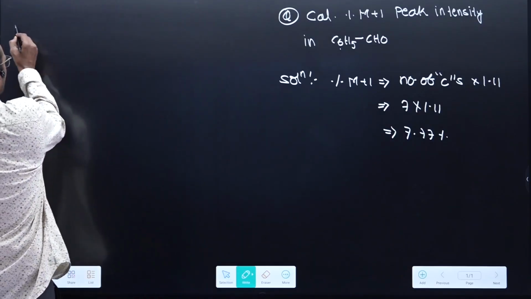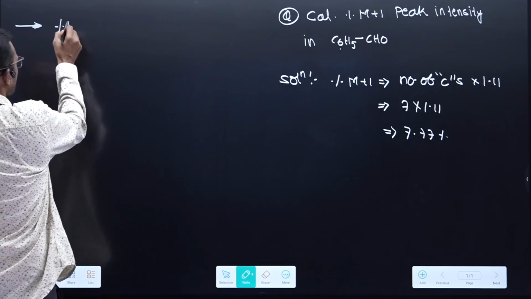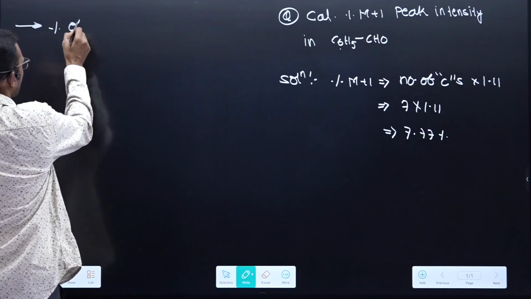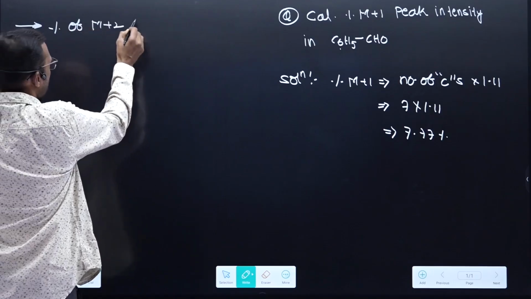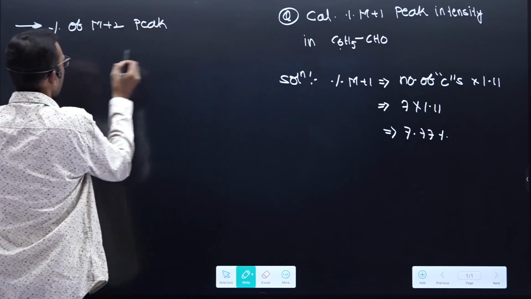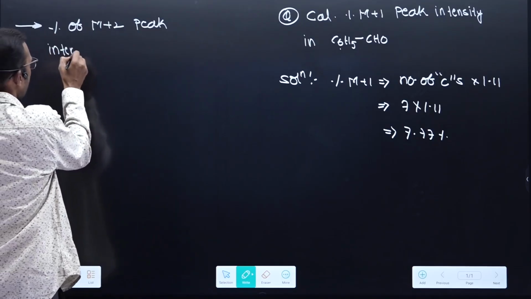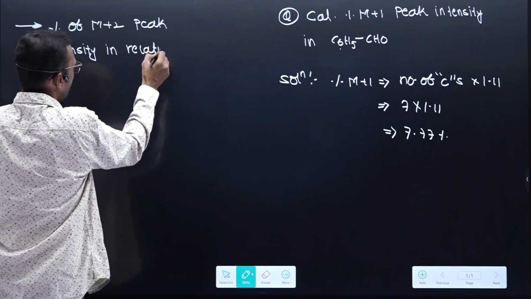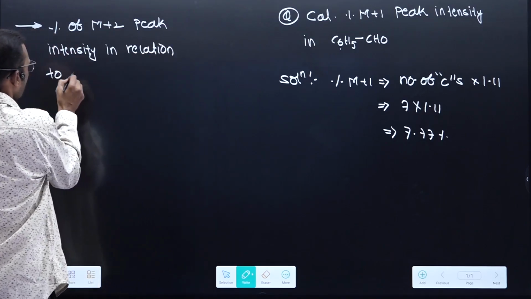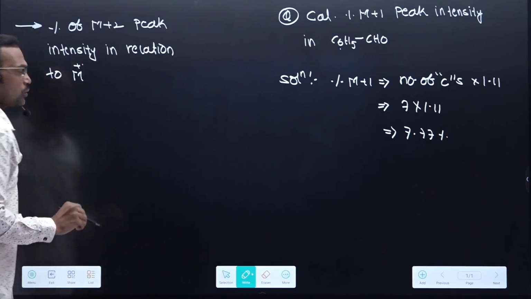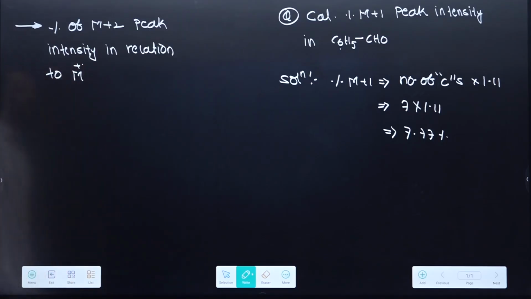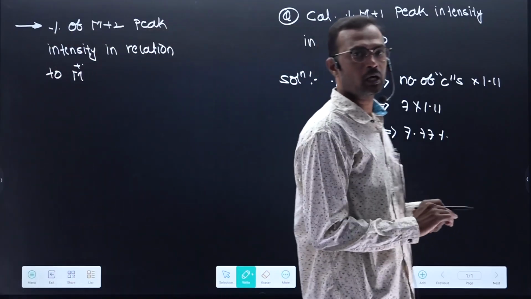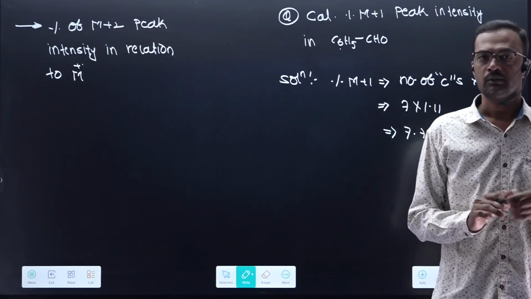Next, this is one more formula, for the percentage of M plus 2 peak intensity in relation to the molecular ion. So now I want to calculate the M plus 2 peak intensity. Now we know the M plus 1 peak intensity is contributed by carbon, hydrogen, nitrogen, sulfur and oxygen.